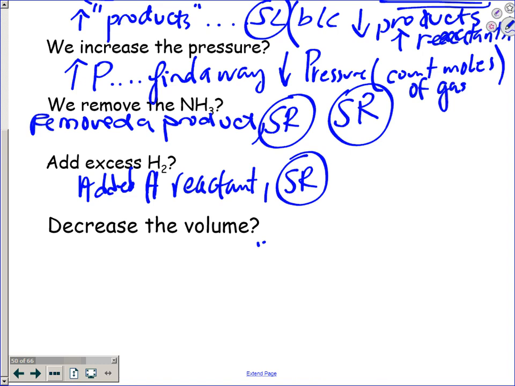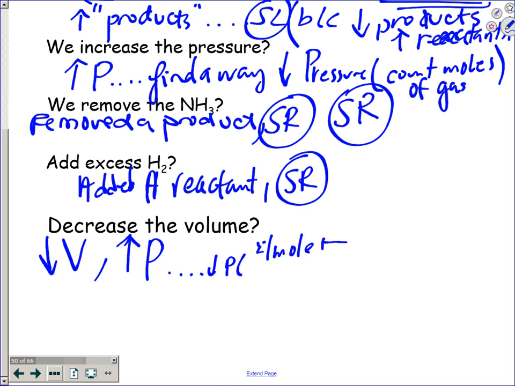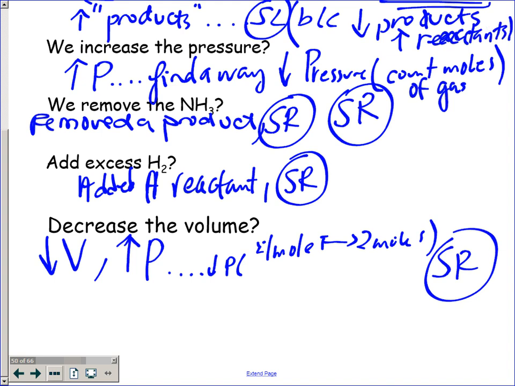So I heard Anna, I think, say, decrease the volume does what to pressure? Okay. Increases pressure. I've got to count moles because the problem is, oh no, I've got too much pressure. I want to find a way to decrease pressure. So when I counted moles, there were 4 moles on one side and 2 moles of gas on the other. Which side will give me less pressure? Shift right. Yes.